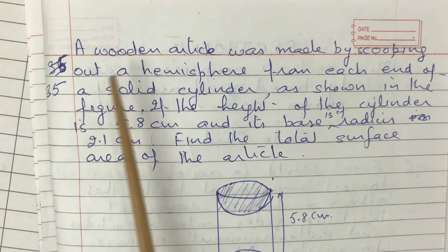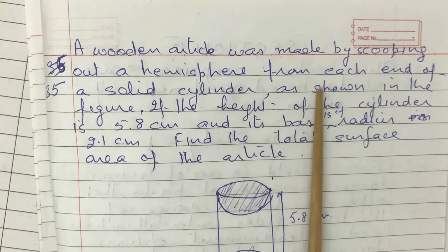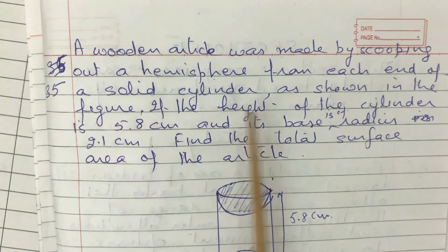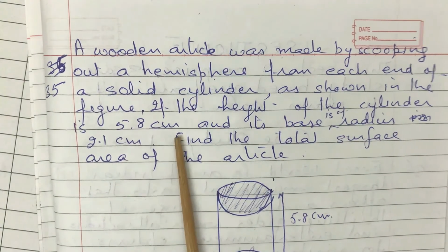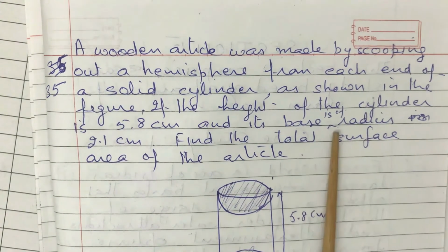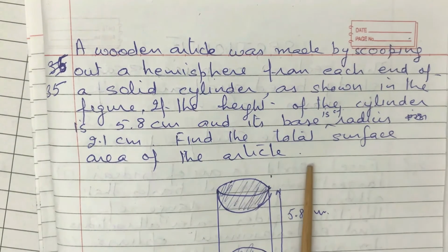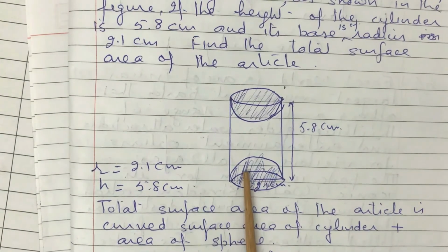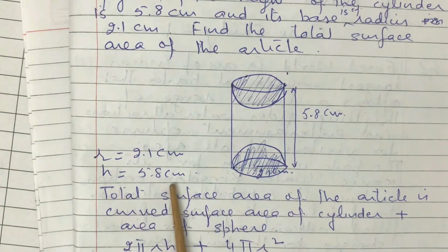Question number 35. A wooden article was made by scooping out a hemisphere from each end of a solid cylinder as shown in the figure. If the height of the cylinder is 5.8 cm and its base is of radius 2.1 cm, find the total surface area of the article. Now this article is given to you. Here R is 2.1 cm, height is 5.8 cm.